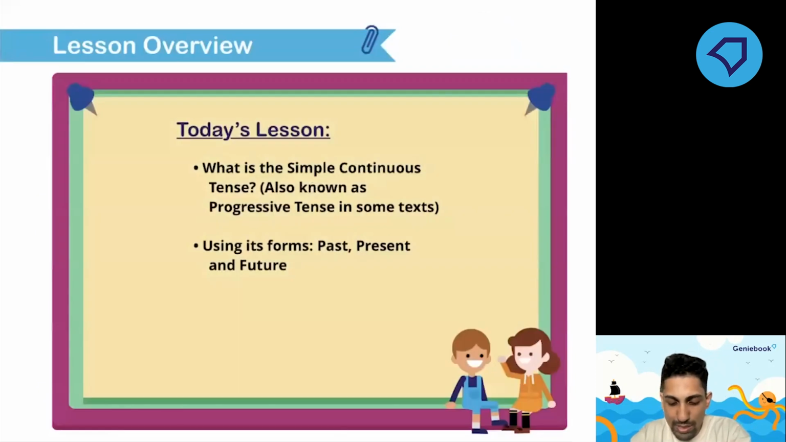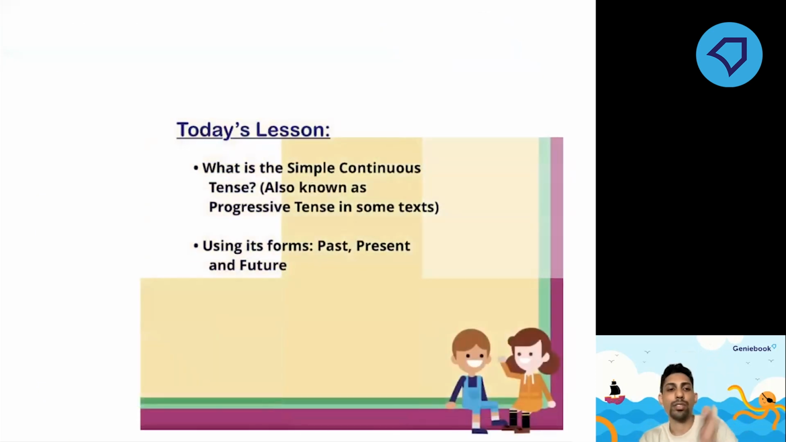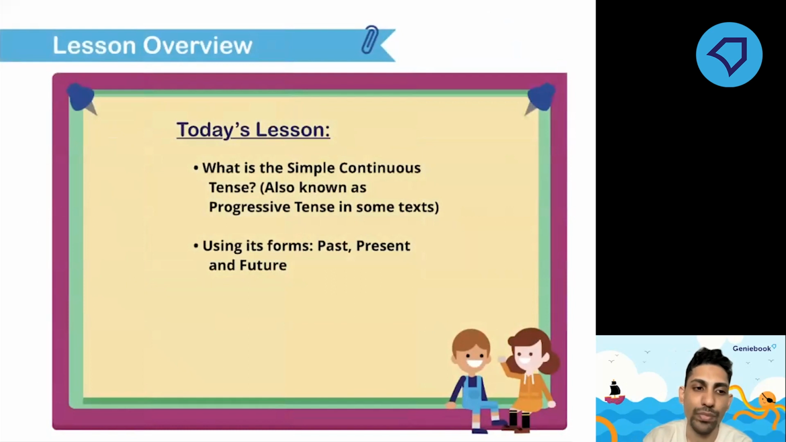Let's go to today's lesson. We are going to talk about the simple continuous tense. Yeah, exactly. Some textbooks or some websites call it the progressive tense. But it makes sense. It's the same thing, right? To progress is to continue. For those of you who are gamers, the progress in your game is how far you've come, how much you have done. Okay, so same thing.